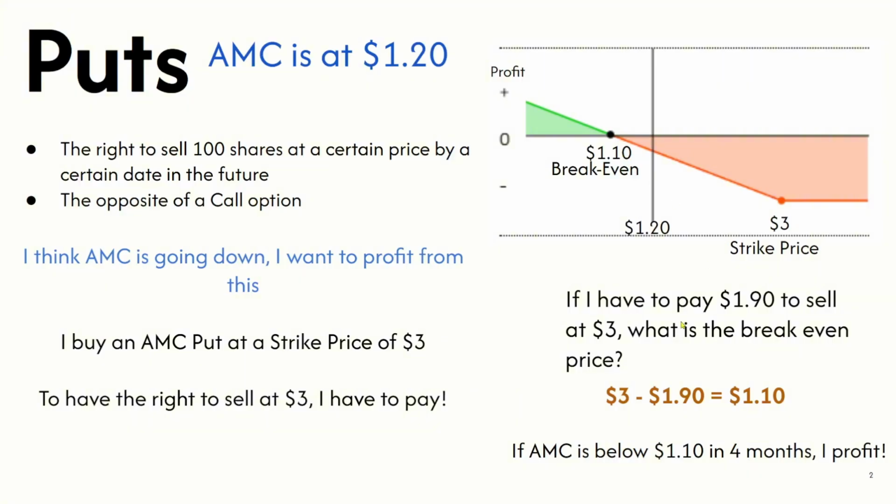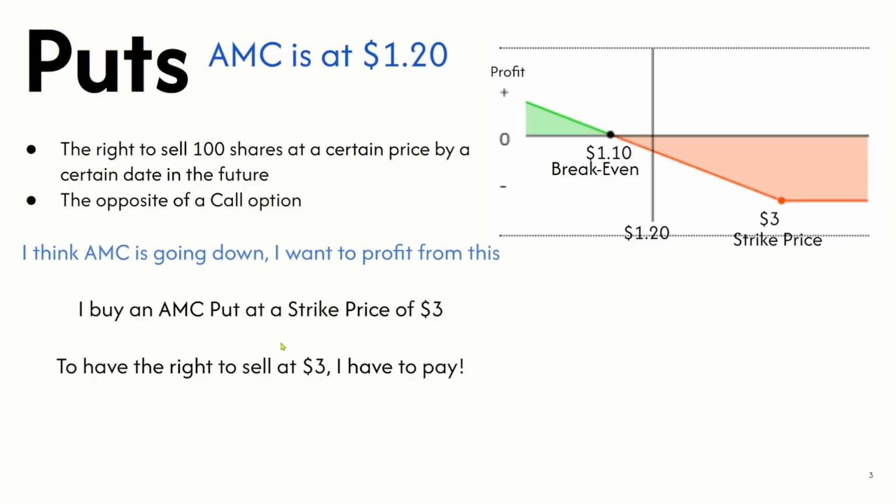Maybe it's better to imagine it in the reverse. Instead of subtracting, just add. If I have $1.10 and I add the $1.90 I paid, it adds up to $3. So whichever way is better for you to understand. But that's the math: you're looking at the strike price and you remove what you paid for the option, and that gets you break even. Anything below that is all profit. So if AMC is below $1.10 in 4 months, then I will profit. I'm using 4 months just as an example. So assume I bought the AMC put at a strike of $3 expiring in 4 months. That would be the time frame we're looking at.